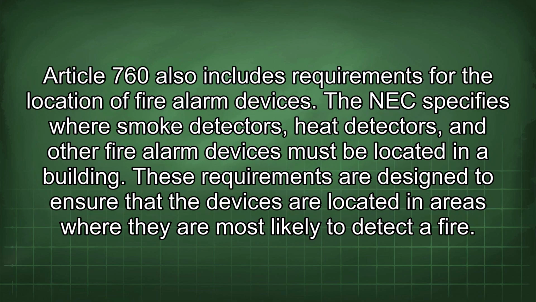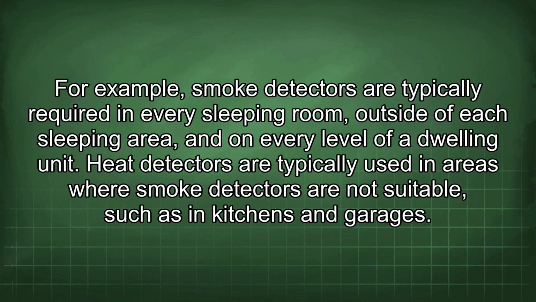Article 760 also includes requirements for the location of fire alarm devices. The NEC specifies where smoke detectors, heat detectors, and other fire alarm devices must be located in a building. These requirements are designed to ensure that the devices are located in areas where they are most likely to detect a fire. For example, smoke detectors are typically required in every sleeping room, outside of each sleeping area, and on every level of a dwelling unit. Heat detectors are typically used in areas where smoke detectors are not suitable, such as in kitchens and garages.